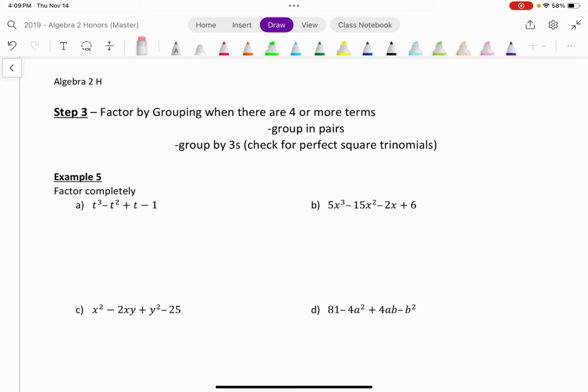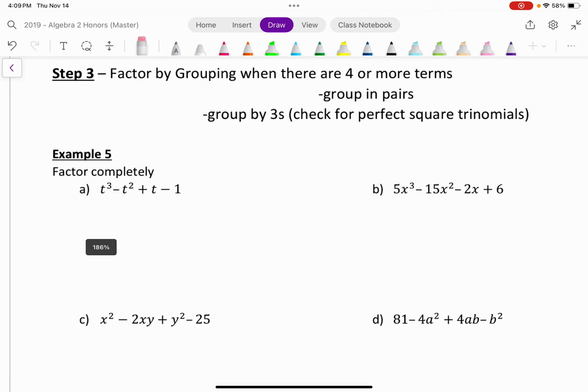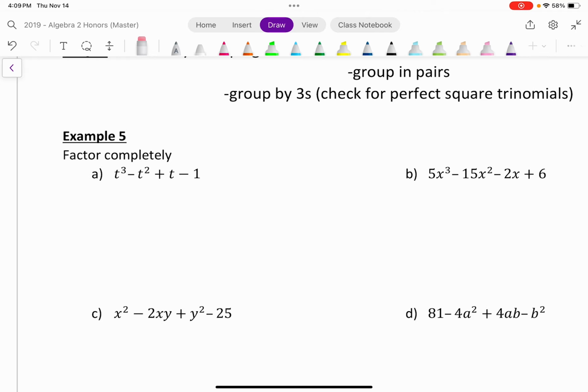If there are 4 terms and the first 2 terms and the second 2 terms have the same ratio, for example, if I look at example 5, I can take t cubed and divide by negative t squared. That's the first 2 terms. And the second 2 terms, I can take t and divide by negative 1. When I reduce them, they become the same thing. This becomes negative t over 1 or negative t, and this one is negative t over 1. That's a big clue that you can factor by grouping in pairs. So we're looking for a common ratio there. It tells us we can factor in pairs.